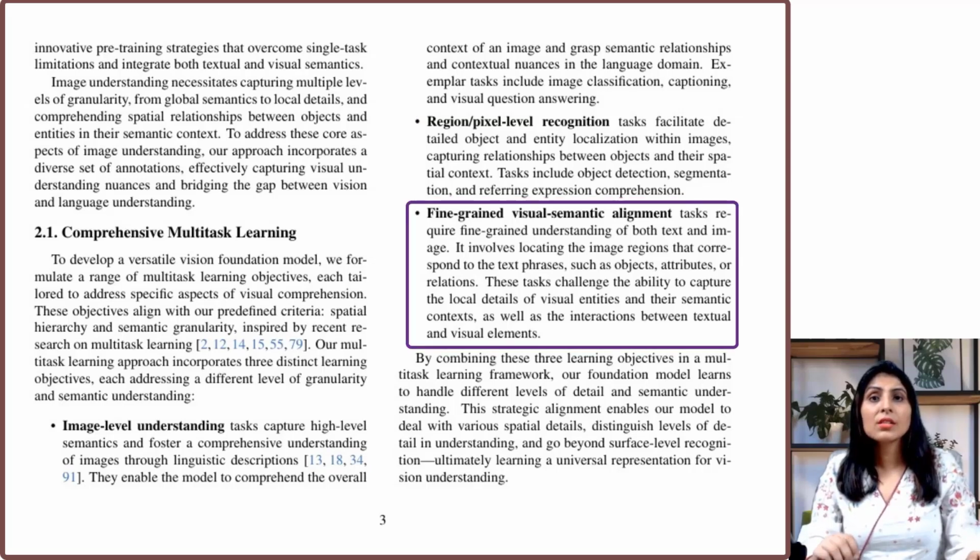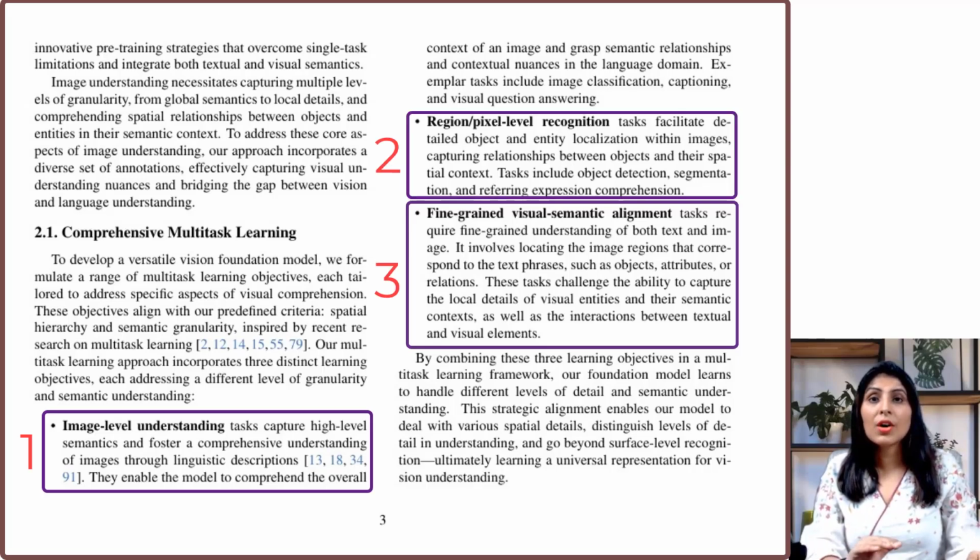And then the third one is fine-grained visual semantic alignment tasks. Now these tasks require detailed understanding of both the textual and the visual elements. So they involve pinpointing which part of an image corresponds to specific text phrases. For example, given a description that says a person riding a bicycle, the model should accurately pinpoint the exact area in the image where the person and bicycle are located. Okay, so in multitask learning, the model learns to handle all these three tasks simultaneously.